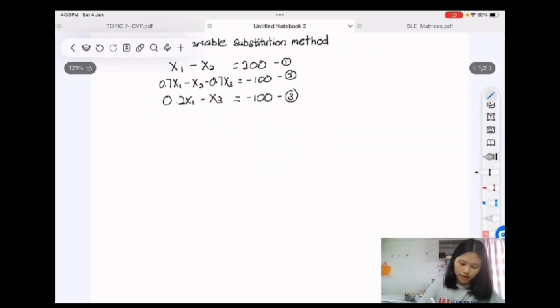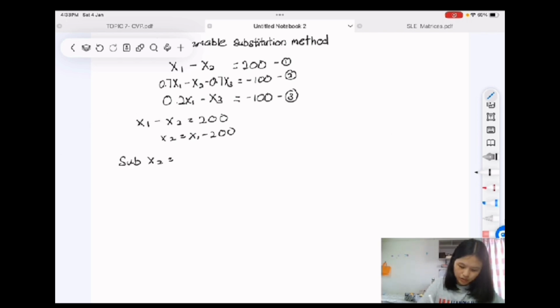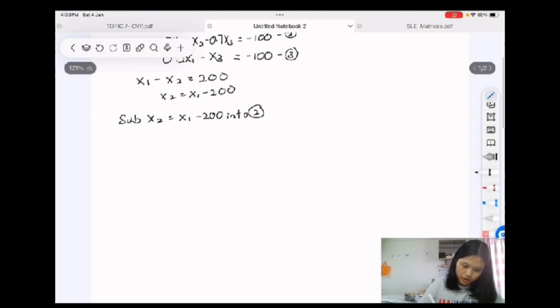Now I will solve x1, x2 and x3 by using the variable substitution method. So this is the first equation, this is the second equation, and this is the third equation. From equation 1, x1 minus x2 equals 200. Now I will consider x2 equals x1 minus 200. Then we substitute x2 equals x1 minus 200 into the second equation.